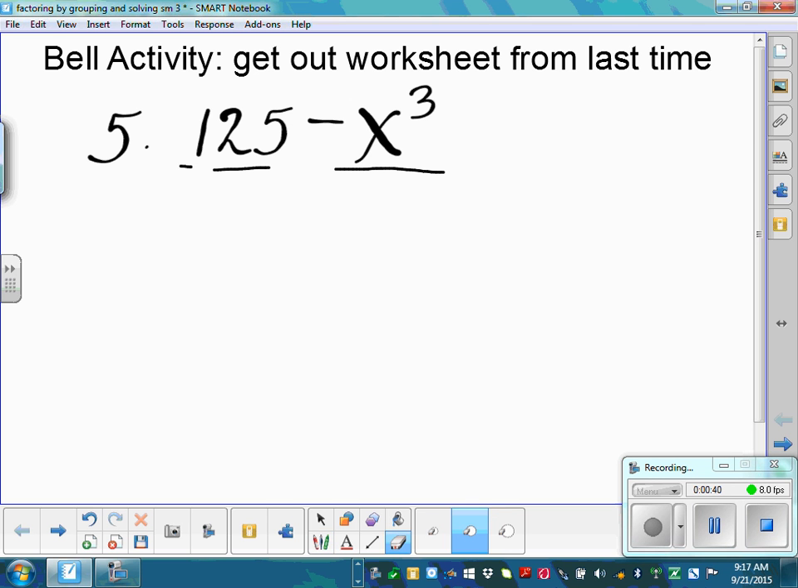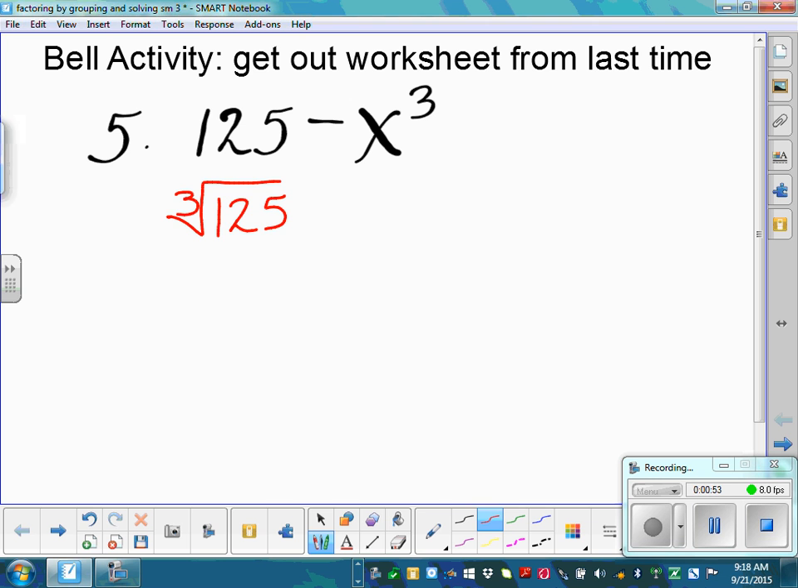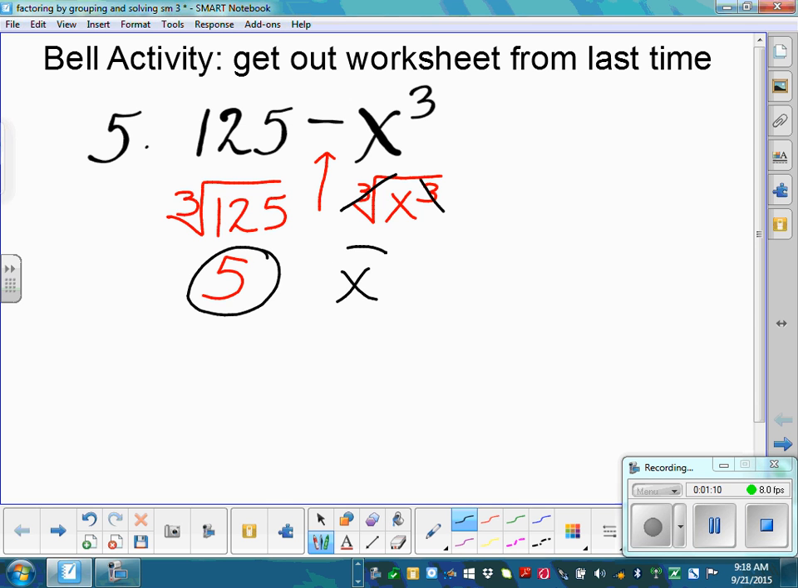Okay? So first of all, let's factor this. Now, that little trick I taught you to factor, we'll go through it real quick. You need to find your front term. So you take the cube root of this front thing. So the cube root of 125, and what do I get? Okay, and then we ignore this negative for a minute because this is the difference of two perfect cubes, and we just take the cube root of x cubed, and then our root cancels out our power, leaving us with x. So this is our front, and this is our back.